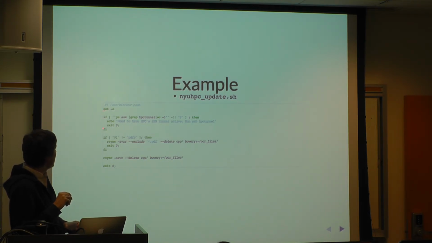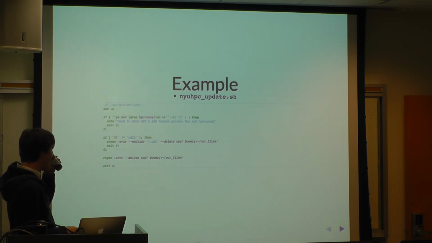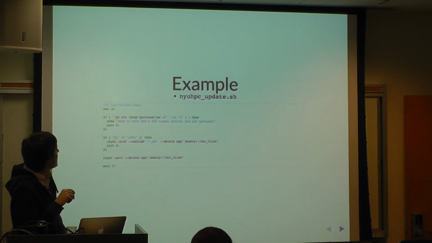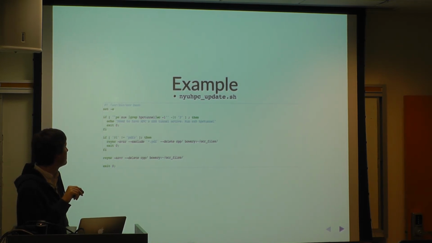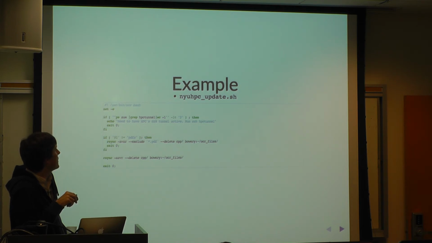So let's see. Here we have an if statement. Shell scripts are Turing complete, so you can do whatever you want in them. What do I do here? What it's actually doing is searching whether I currently have a connection open to the HPC tunnel, and if I do not, then it tells me on the terminal that I need to have the SSH tunnel active. Then it tells me what command to run, and then it exits.